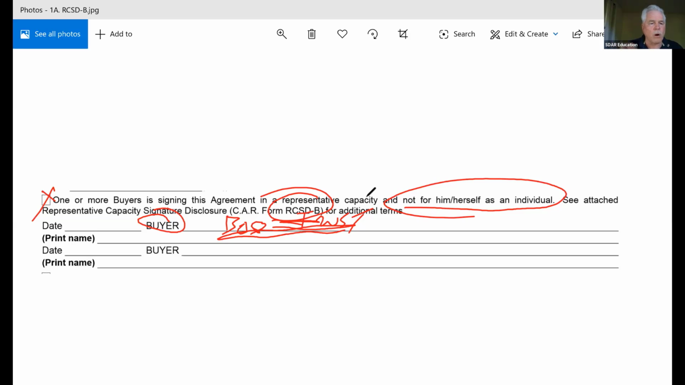Okay, and then the date, and as you know, you can't fill in a date next to a signature. That's against the rules. But your electronic signature platform will do that for you. Okay, and by the way, the print name will be in here based on what you wrote on page 1 of your purchase agreement. Is everybody good so far?